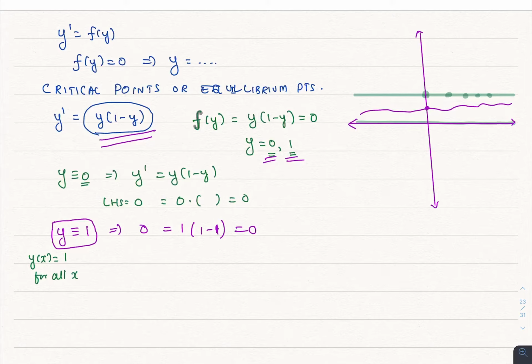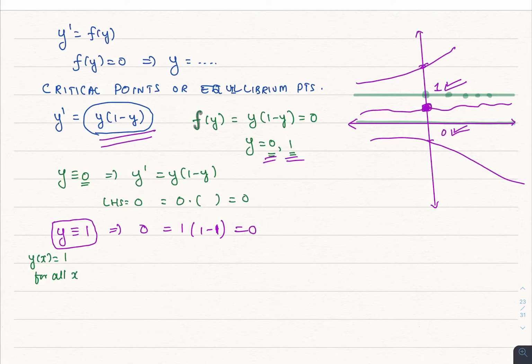If a solution starts here, it has to be like that. If a solution starts here, it has to be like that. It cannot intersect here, it cannot intersect there. So a solution that starts between 0 and 1, because 0 is a solution and 1 is a solution, is going to get stuck between the upper solution and the lower solution. We'll talk about more things on that in a moment. So that's another observation.